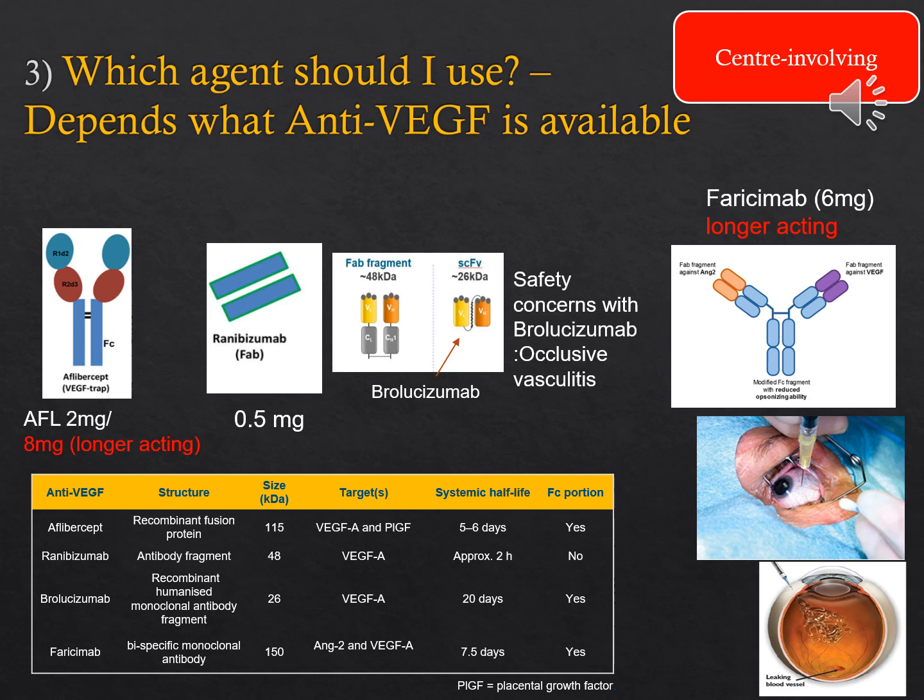We sometimes get asked which anti-VEGF agent should we use. This depends on what is available to you. The commonest ones that are used in the UK are aflibercept 2 milligrams or ranibizumab 0.5 milligrams. The newer agents, i.e. faricimab, which is 6 milligrams, and the 8 milligram aflibercept, are thought to have much longer acting ability, but these may not be routinely available and may cost more.